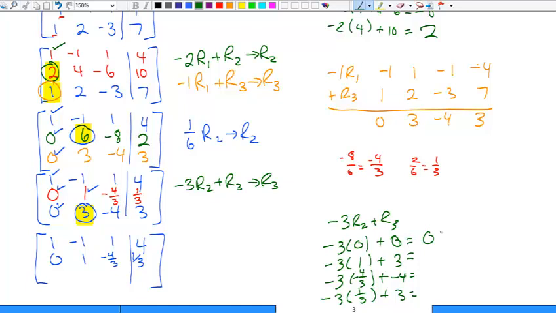0 plus 0 is 0. I didn't want to mess up my zeros anyway. Negative 3 times 1 is negative 3 plus 3 is 0. No surprise there. That's what we were hoping to have happen.